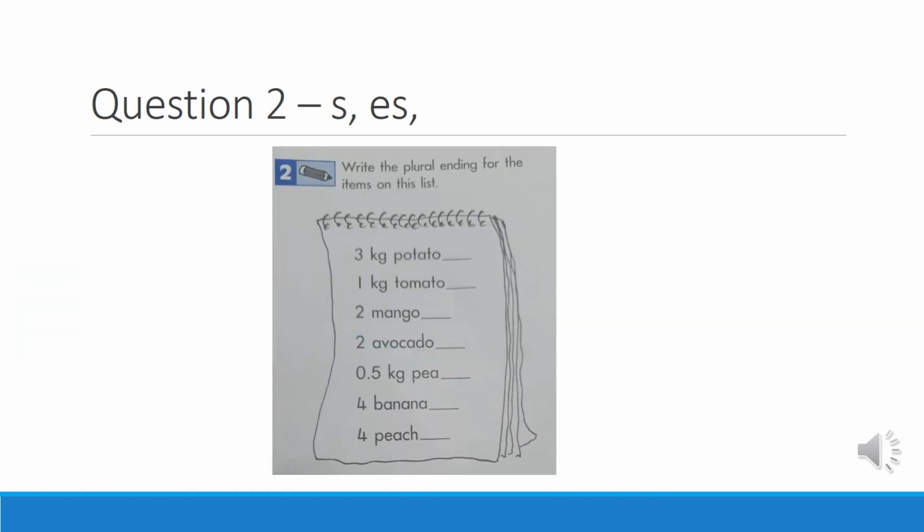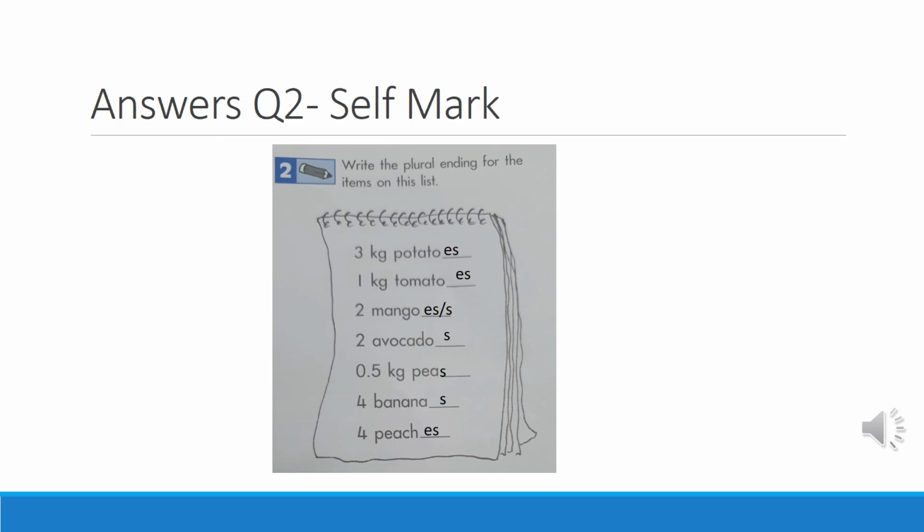Question 2. What you have to do here is write the plural ending for the items on the list. So you have to write either s or es. Please pause the video and solve question 2. It's time to mark your work. Please put a tick if you got it correct, or correct it if you haven't. You may pause the video and mark your work.